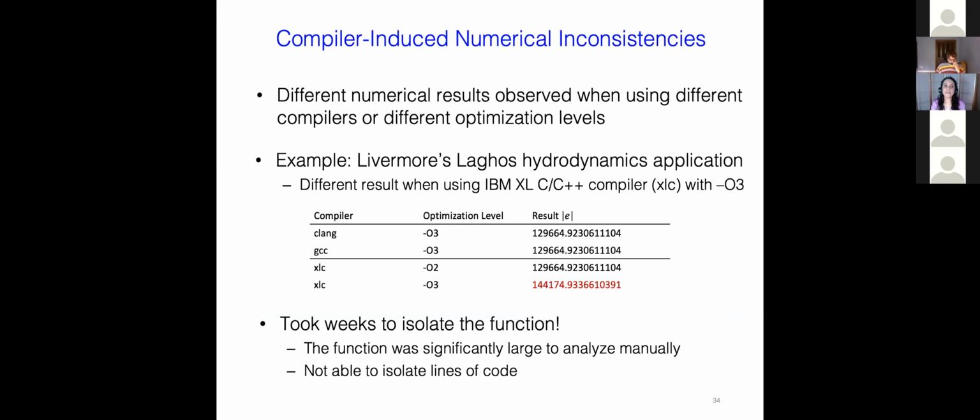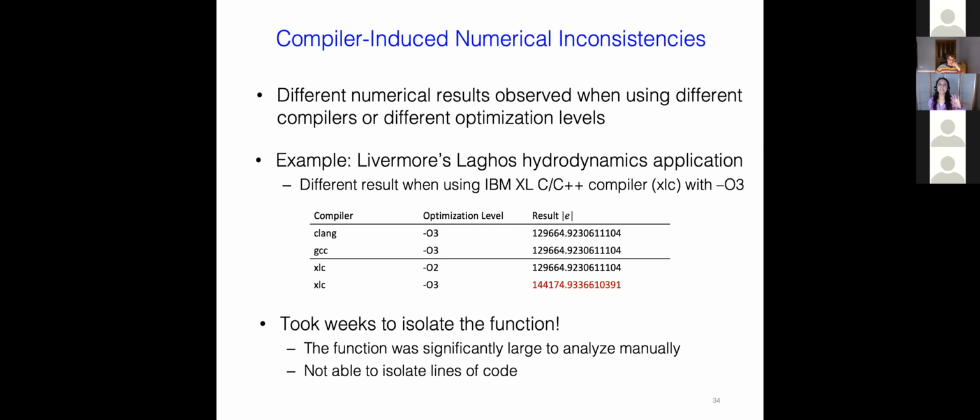Usually floating point is underdefined in the language specification. As a result, compilers have a great degree of freedom in generating floating point code. This freedom comes at the price of possibly producing different numerical results when using different compilers, or even when using different optimization levels with the same compiler. We refer to such numerical inconsistencies as compiler-induced.